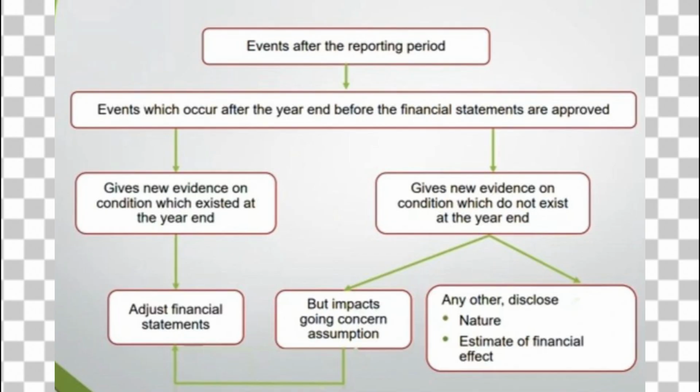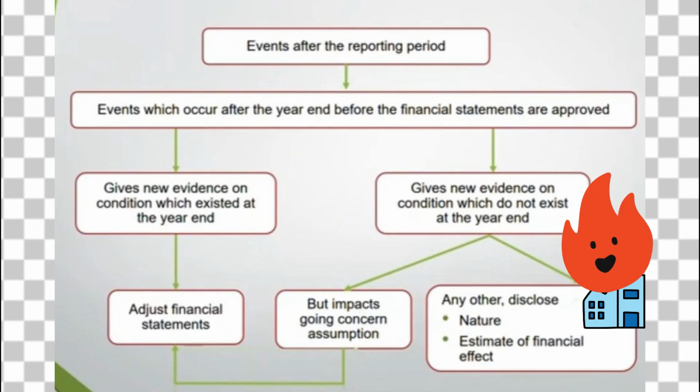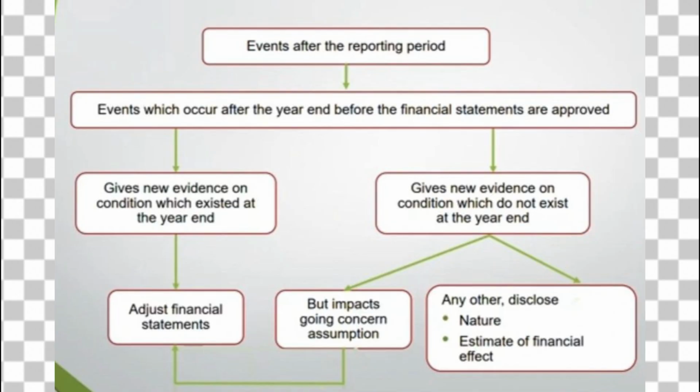On the other hand, non-adjusting events are events that relate to conditions that arose after the reporting period, meaning they do not affect the figures already recorded, but they may still need to be disclosed if they are material. For example, if a company's factory is destroyed by a fire after the reporting date, this event did not exist at year-end, so no adjustment is made, but it is important enough that users of financial statements should be informed through disclosure.